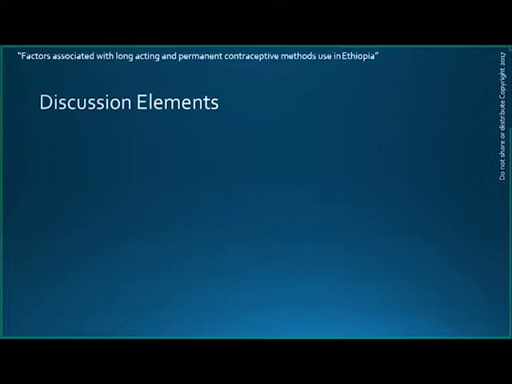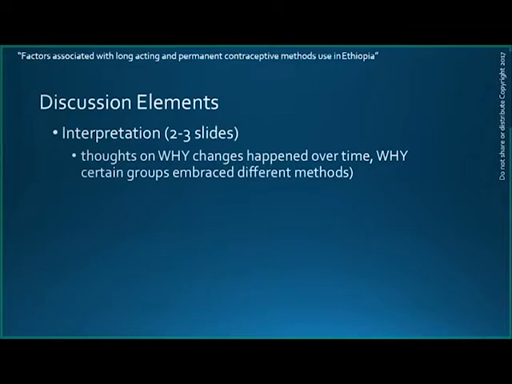Okay, so now let's go ahead and move on to discussion elements. The items that should be included in this section are the interpretation of your findings. It might be a biological interpretation or clinical information that you're focusing on, but some kind of processing of the results and an unpacking of the meaning of your results. So, thoughts on why, in this example, these changes happened over time.